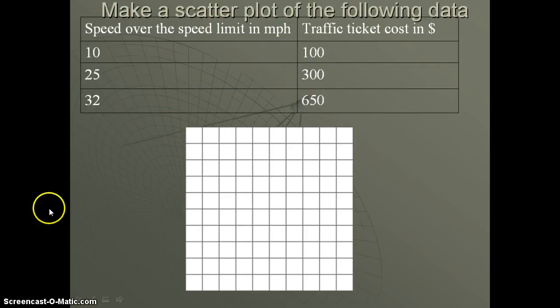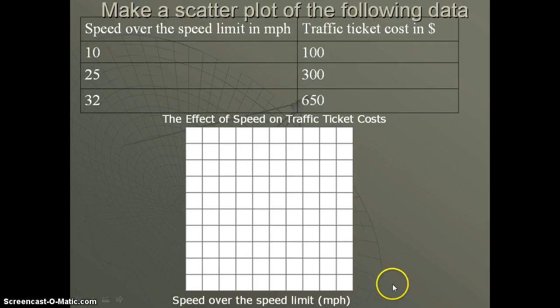So the first thing we have to do is come up with a title for our graph. So I'm going to call it the effect of speed on traffic ticket costs. Our x-axis label is going to be speed over the speed limit. Don't forget the units, miles per hour. Y-axis is going to be traffic ticket cost. Again, don't forget units, so dollars will be our units there.